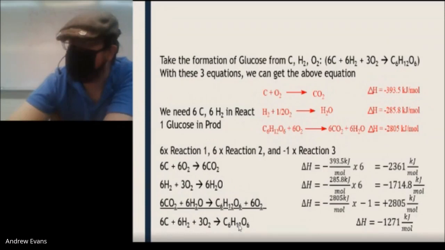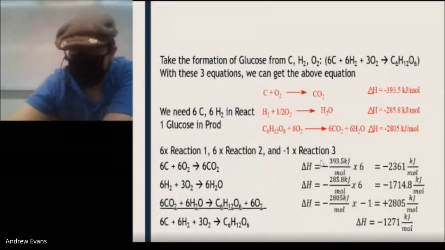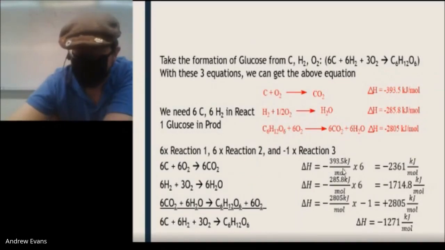We know what we have to do to the delta H's. So delta H1, which is -393.5, we multiply by 6. We get that number. Delta H number 2, which is -285.8, we multiply by 6. We get that number. -2805, we multiply by -1. We get that number. And then we added all 3 of these equations together, so we add all 3 of these delta H values together.